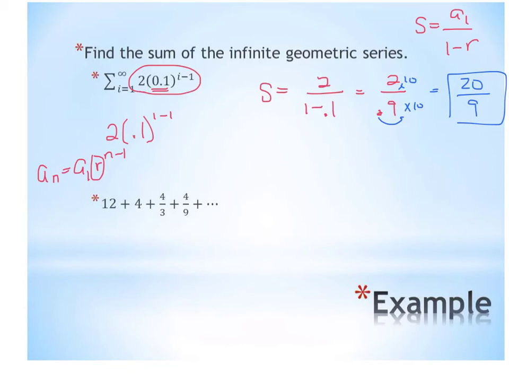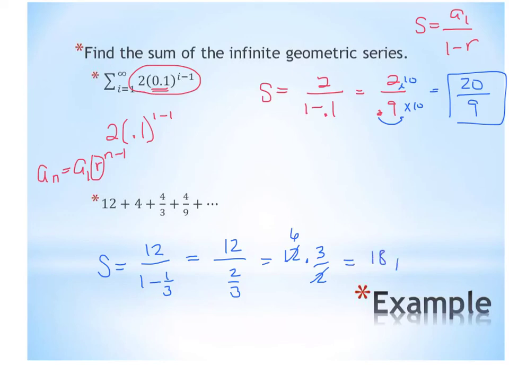So the next one here, s equals the first term, 12, over 1 minus, what are we multiplying by every time? We're multiplying by a third, because essentially we're dividing by 3 every time. So that's 12 over 2/3, which is 12 times 3 halves, which appears to be 18. So you add all those up, you're going to get 18.